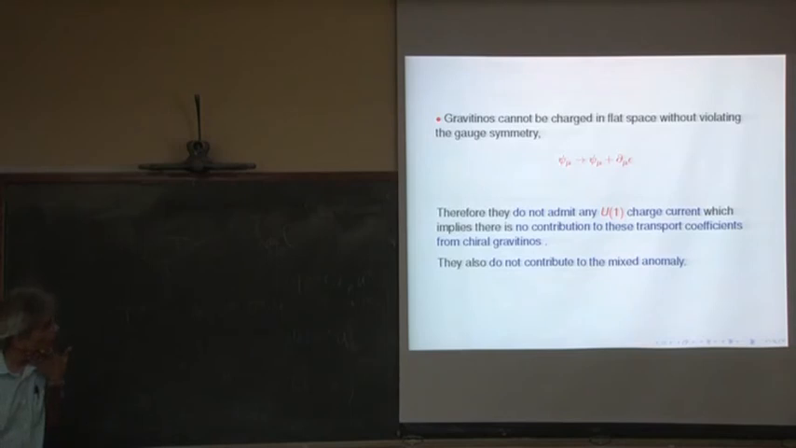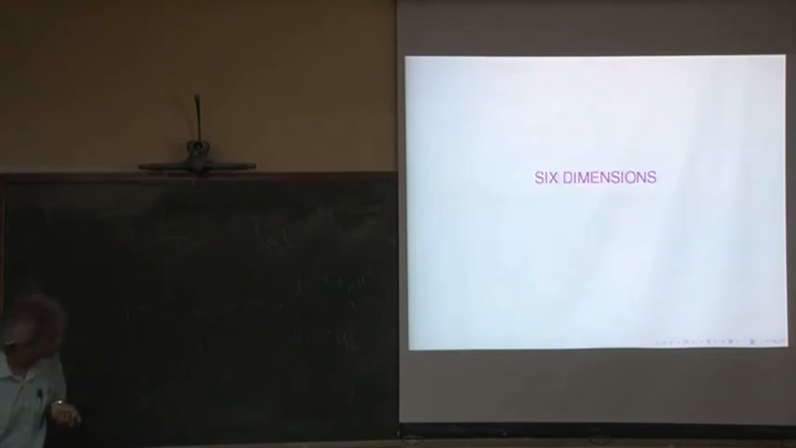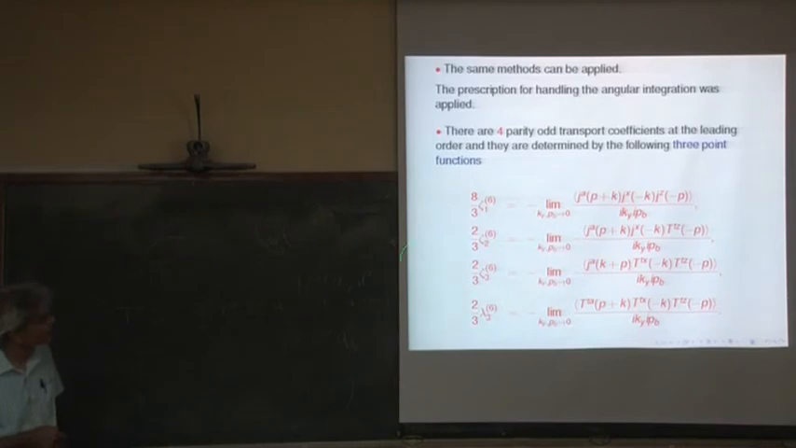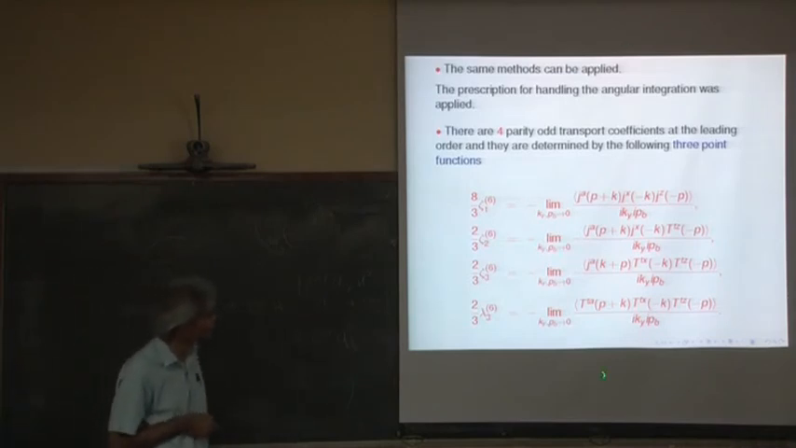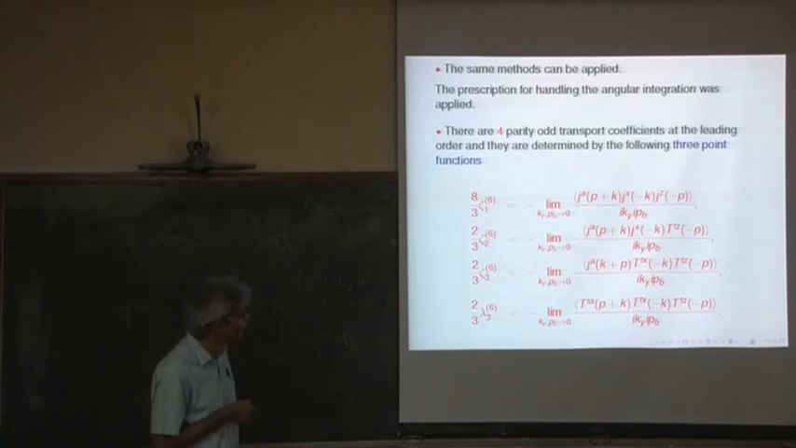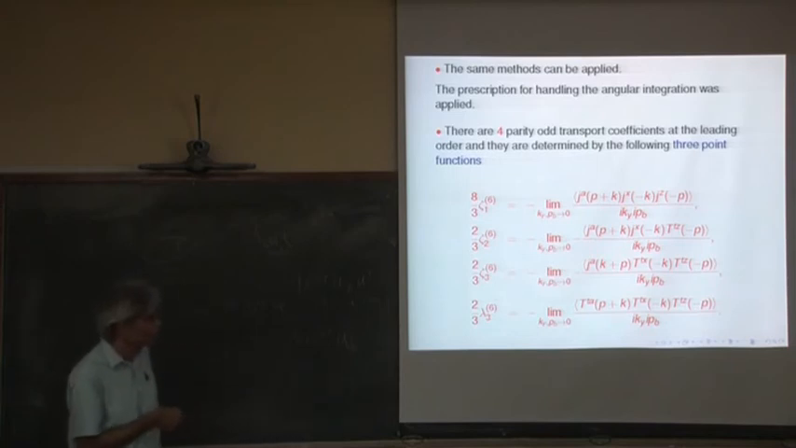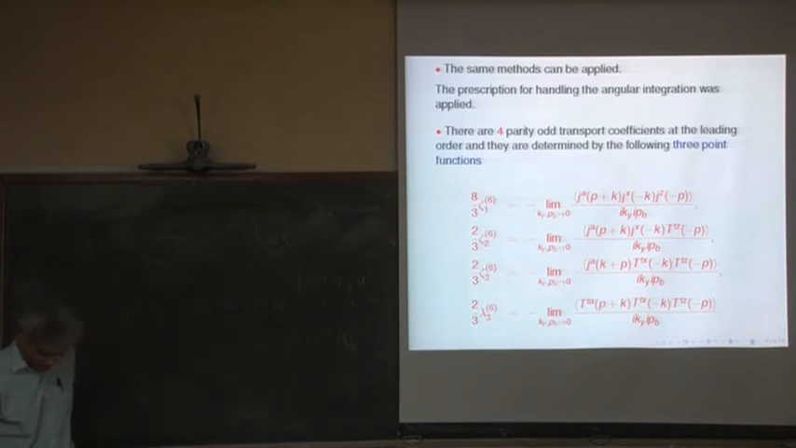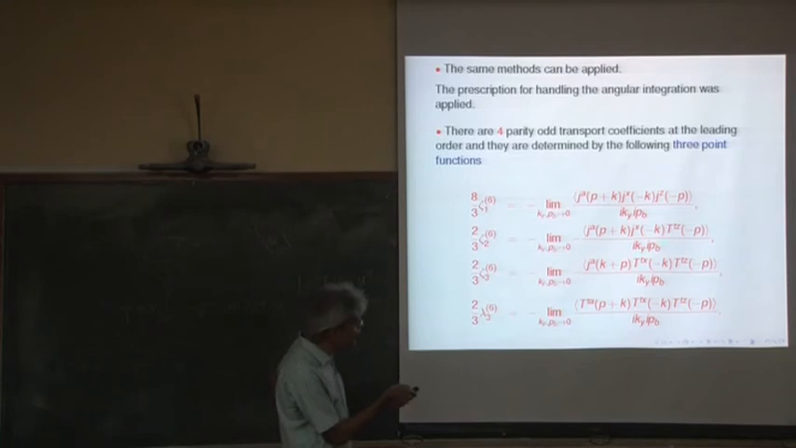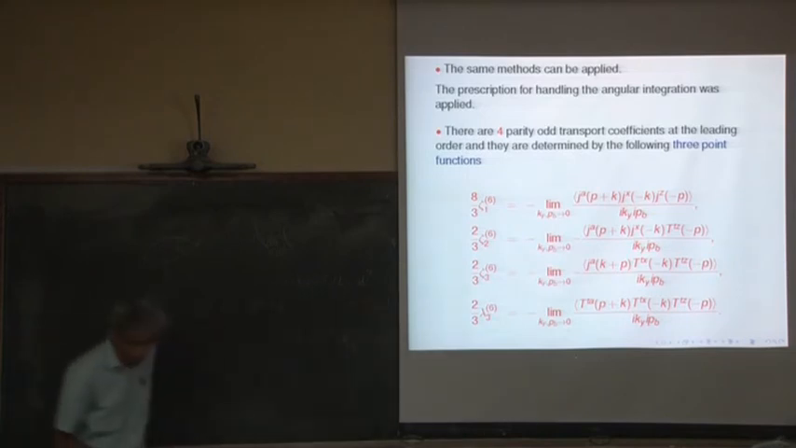Now in 6D, same method, and we use that prescription which we developed for handling the angular integrations. There are 4 transport coefficients again, and in fact this is a 3-point function. Now it's a 3-point function, j, j, j, and j, j, g, j, t, g, and so on. 3-point functions, and 2 momenta in 2 different directions, and these are all different directions: x, z, y, and so on.